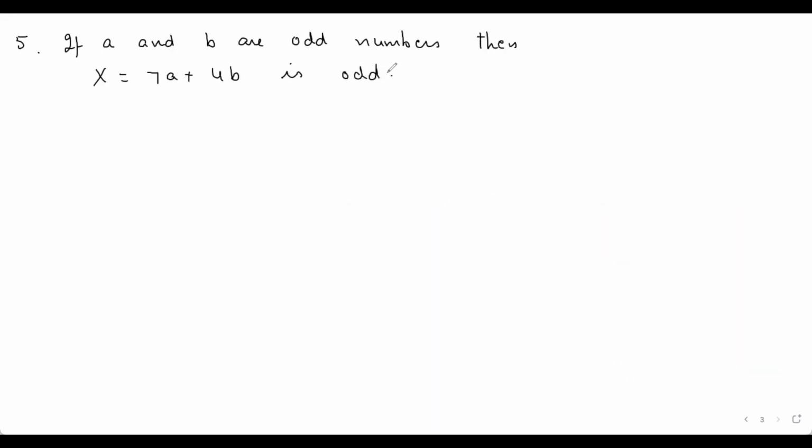Now the fifth question is, if a and b are odd numbers, then x, which is equal to 7a plus 4b, is odd. Now this is a true statement.